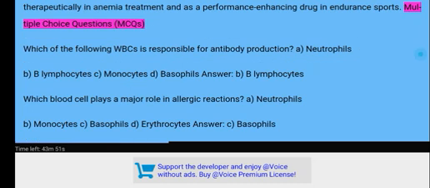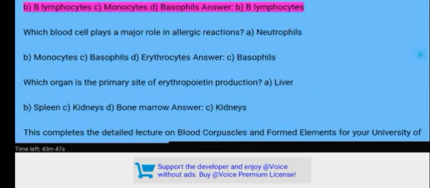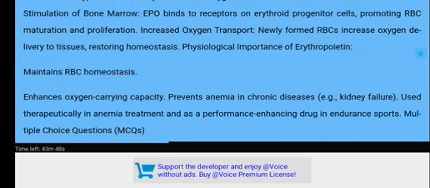Multiple choice questions, MCQs. Which of the following WBCs is responsible for antibody production? A. Neutrophils. B. Lymphocytes. C. Monocytes. D.